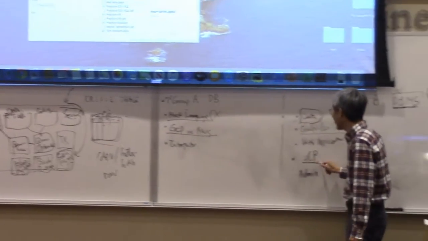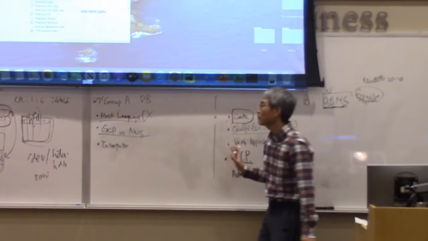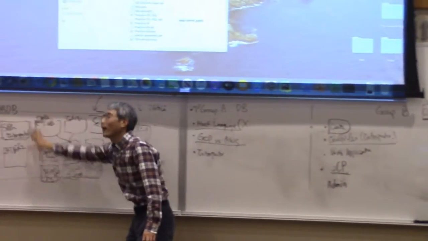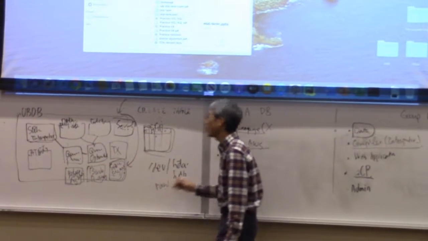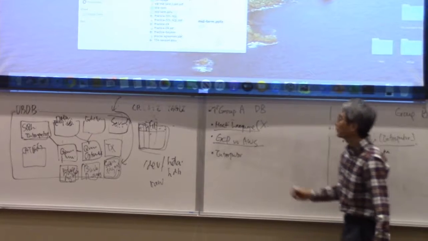GCP and AWS is a computing environment. It doesn't mean it's part of this component. This database management system is running on there. Okay.